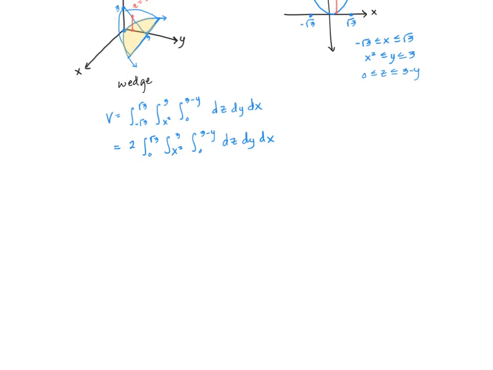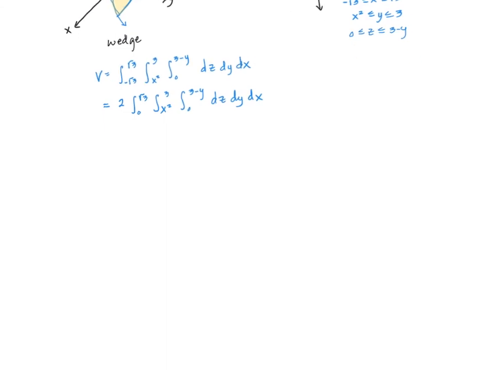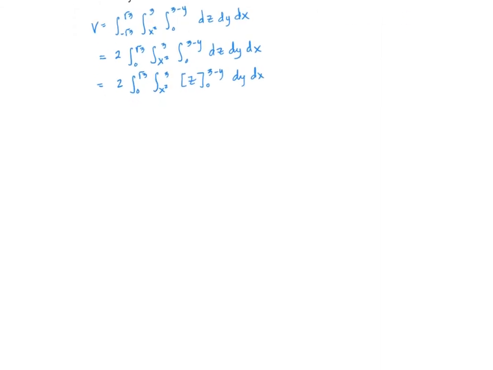Alright, so the integral with respect to z is just z, evaluated from 0 to 3 minus y. And that just becomes 3 minus y.